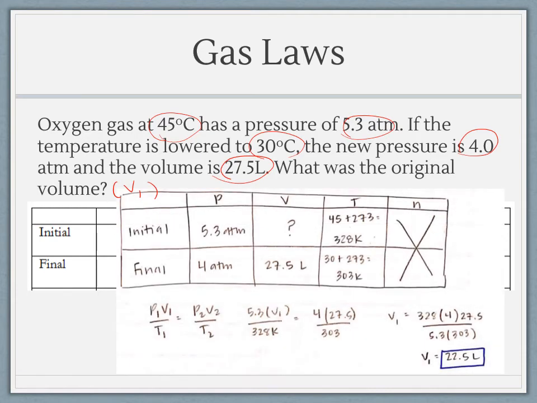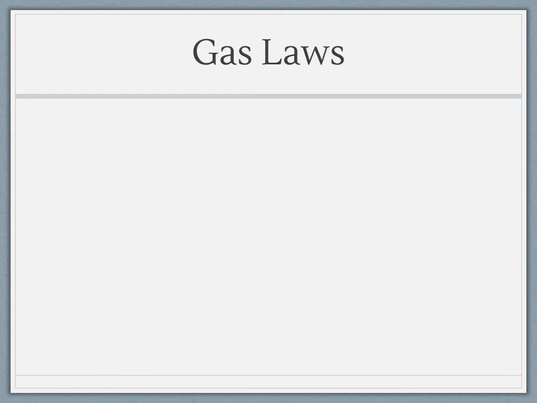And when you worked it out, you should have gotten that the initial volume was 22.5 liters. P1 was 5.3, P2 was 4. V1 was our unknown, V2 was 27.5. Temperatures were 328 to 303. We solved for V1 and got 22.5 liters.